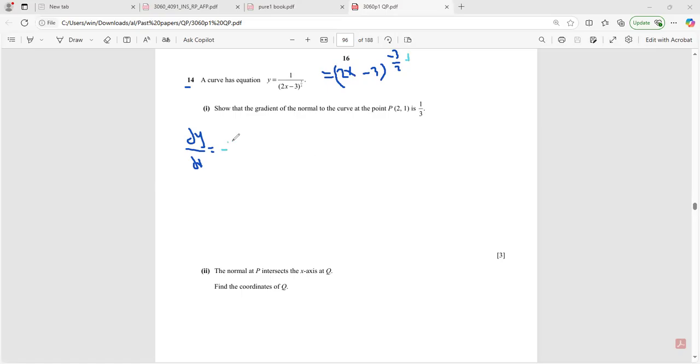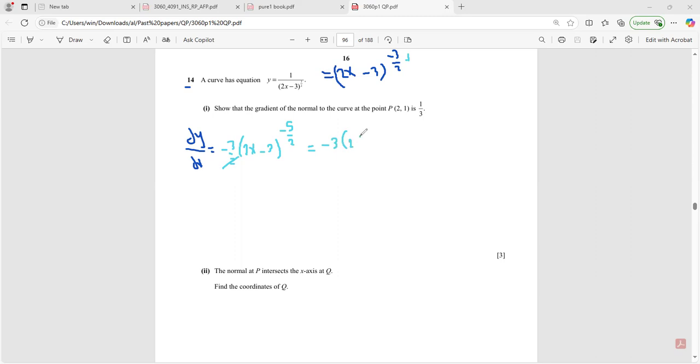So we're going to get this negative 3 out of 2, the bracket, 2x minus 3 all to the power, here it will be 5 out of 2. Okay, multiply by the 2, so we're going to take this, so it is equal to negative 3 times 2x.